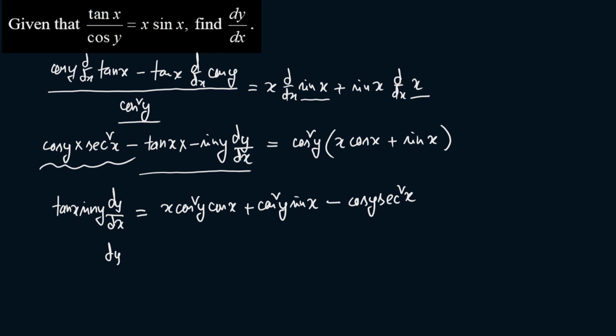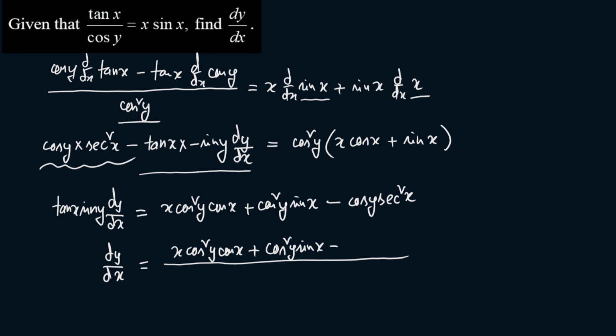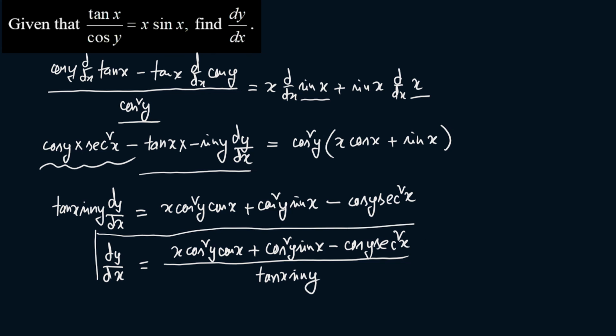So now let me make dy by dx as a subject. Then the expression is, we need to write the whole thing: x cos square y cos x plus cos square y sin x minus cos y sec square x, and on the bottom it is tan x sin y. It's huge. So this is our answer of this expression dy by dx.